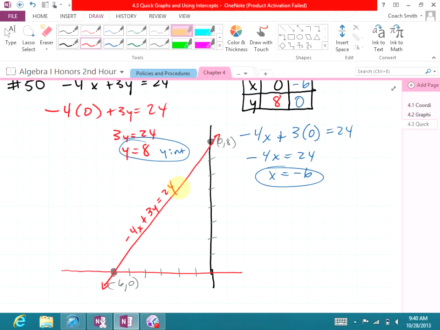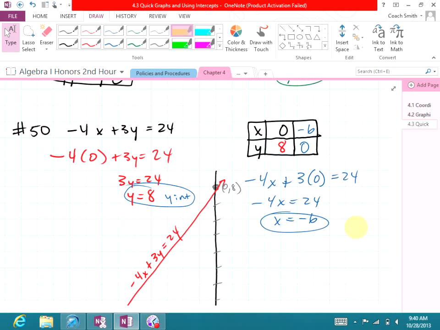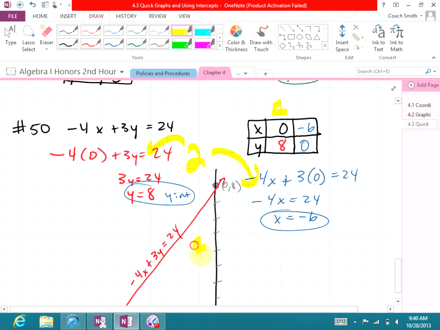So that's how you do all 3 steps. That's your step 1. Step 2 is the process here between the 2. And then step 3 would be the actual graphing of the intercepts.